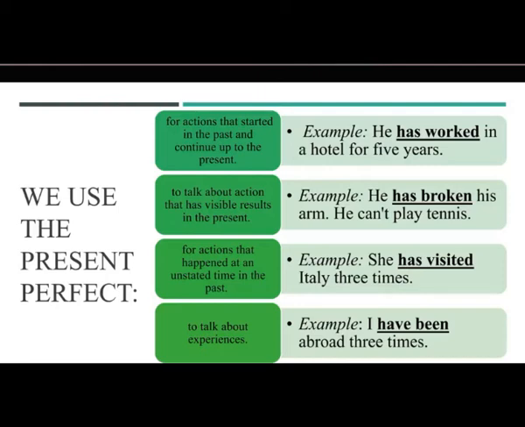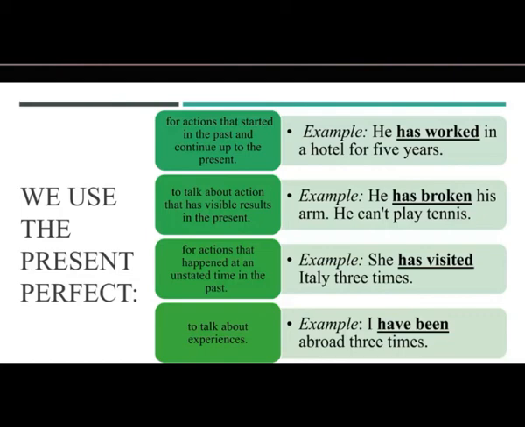We use the present perfect to talk about a past action that has visible results in the present. For example, he has broken his arm. He can't play tennis. We use the present perfect for actions that happened at an unstated time in the past.